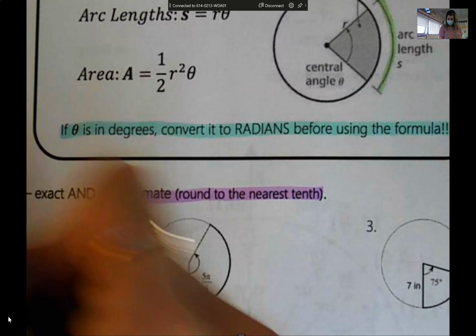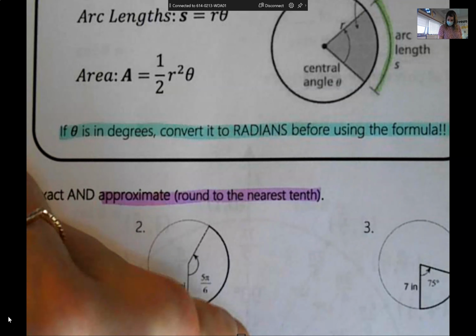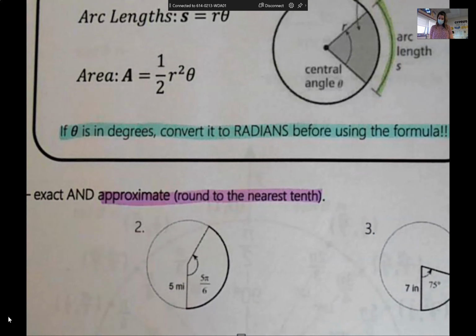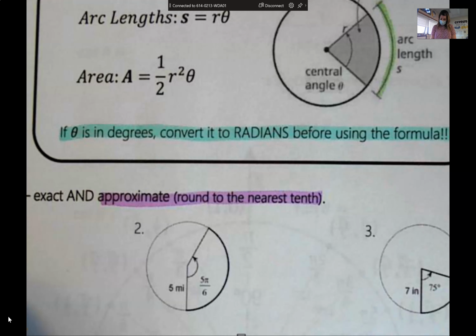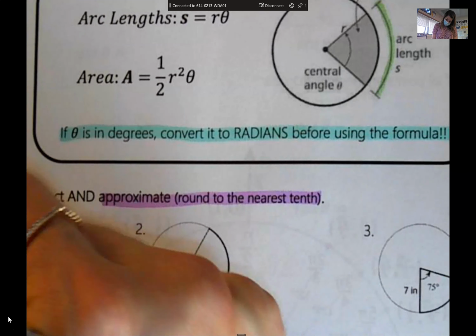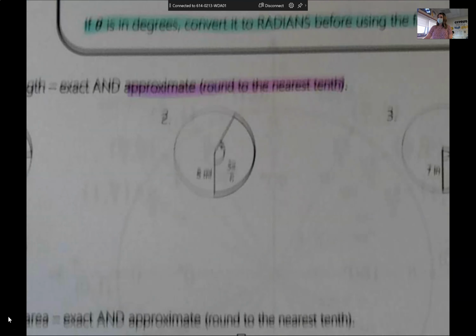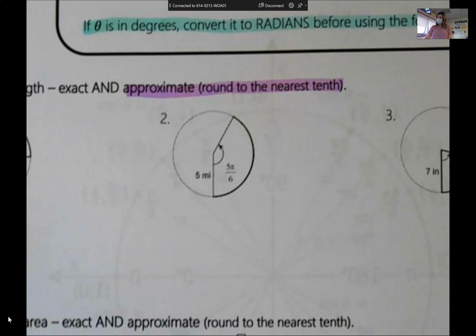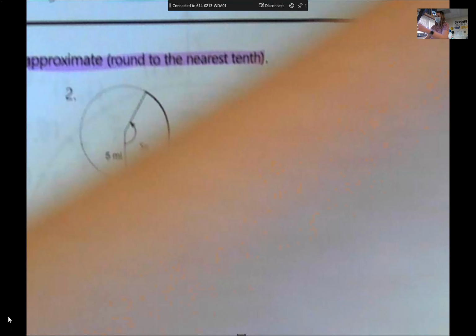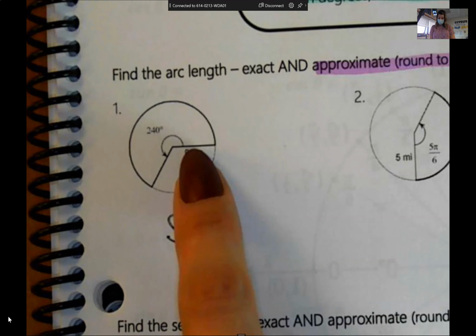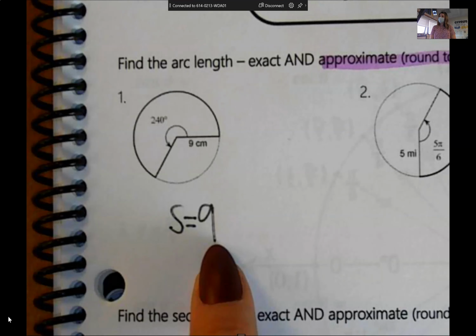So S equals, well, I'm supposed to take my radius, which is 9. Why are you yelling? So sorry. Let me get a grip on my document viewer. My zoom out button is busted, just so you guys know. Okay, radius 9. Yes?